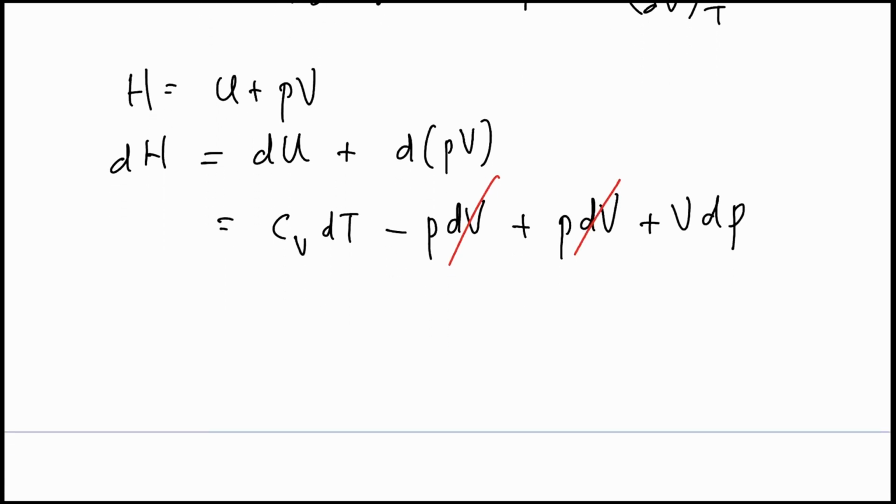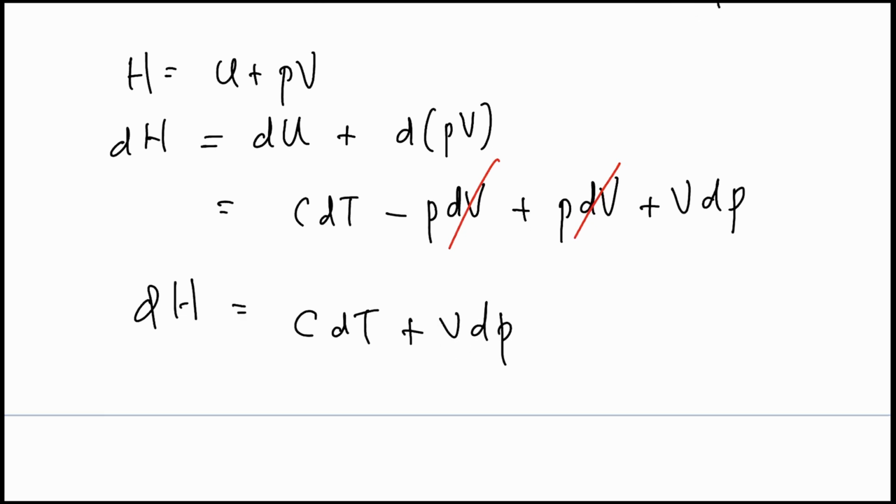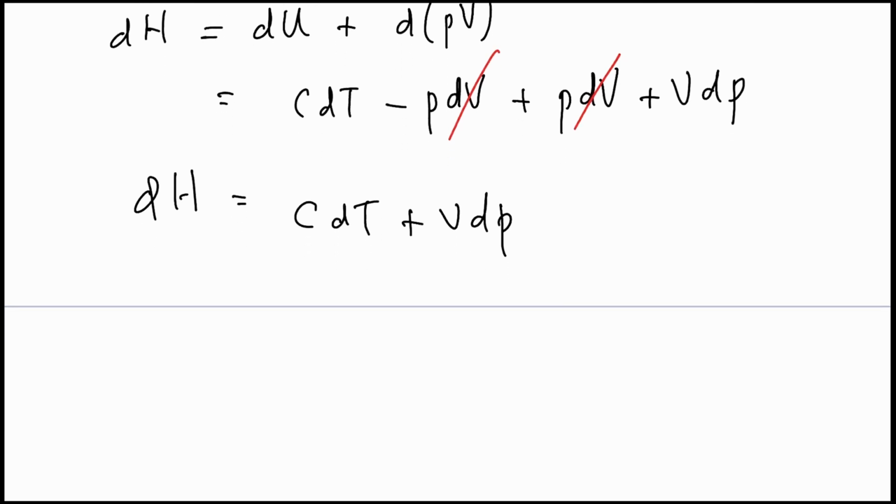I feel like I've earned my pay for the day, and so my dH is going to be C. I'm just going to call this that C, because I don't want to call it C sub V. So the dV term canceled out, and it's replaced by a dP term.